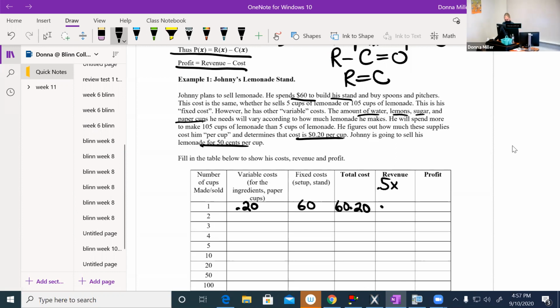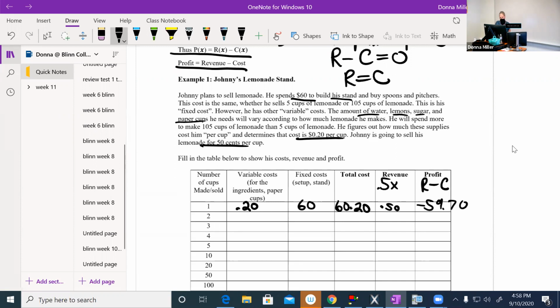Let's talk about profit. Profit is revenue minus cost, right? If I do 50 cents minus $60.20, my profit's going to be pretty darn negative, right? It's going to be negative 59.70. So if he only sells one cup, he's out about $59.70. Okay, I get it.